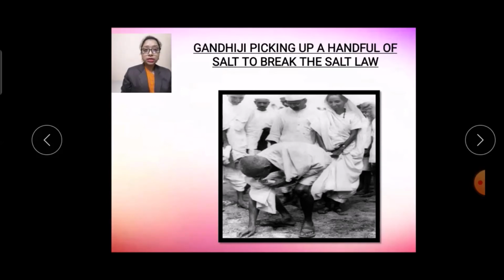So after breaking the salt law, Gandhiji was arrested. Why did the British arrest Gandhiji? Because Gandhiji broke the salt law. So that is why the British arrested Gandhiji. But the civil disobedience movement spread throughout India. Here you can see Gandhiji picking up a handful of salt to break the salt law. That is why the British arrested Gandhiji, because he broke the salt law.